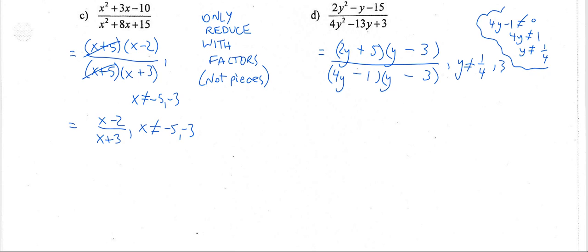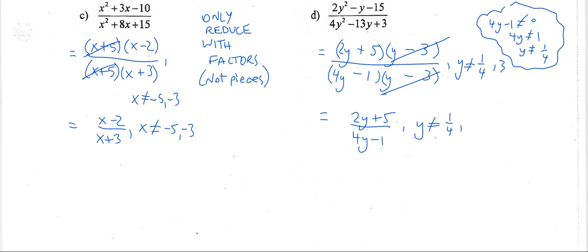So let me just take this away. Okay, and now that I've written my restrictions, I can reduce the entire factor y minus 3 and y minus 3, and I'm left with 2y plus 5 over 4y minus 1, and y cannot equal 1/4 or 3. And notice I cannot simplify this further. Just because I have a 2y and a 4y, I cannot reduce this by 2y because the other terms don't have 2y. Right? You can only reduce if every term has that factor. All right, and that's simplifying algebraic expressions, or in particular rational expressions.